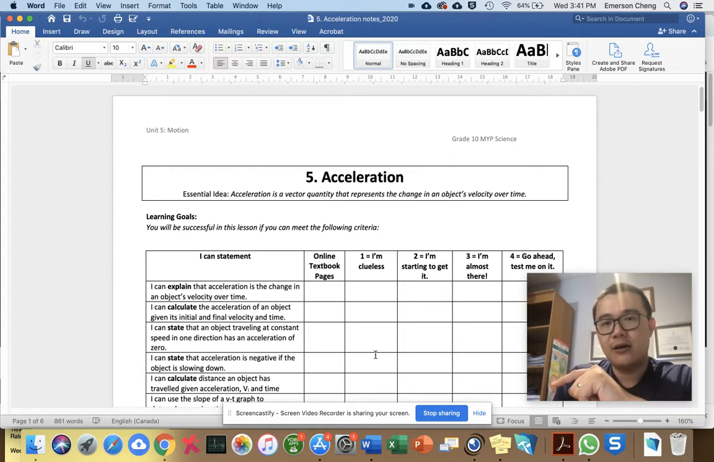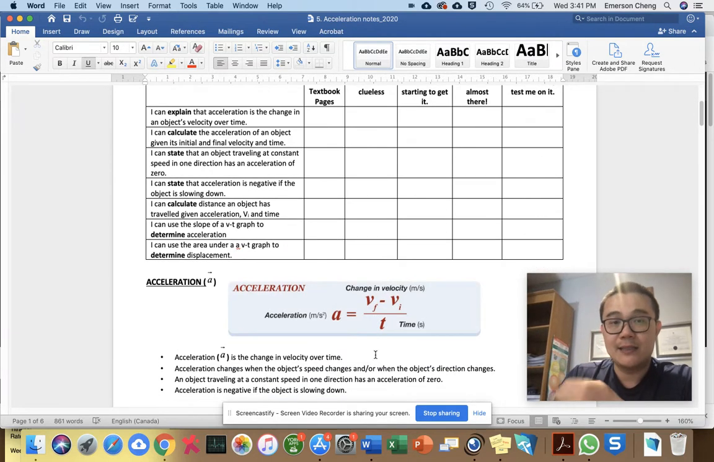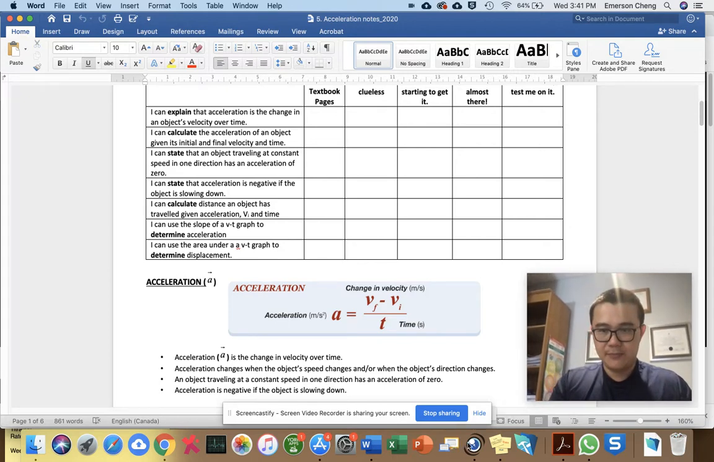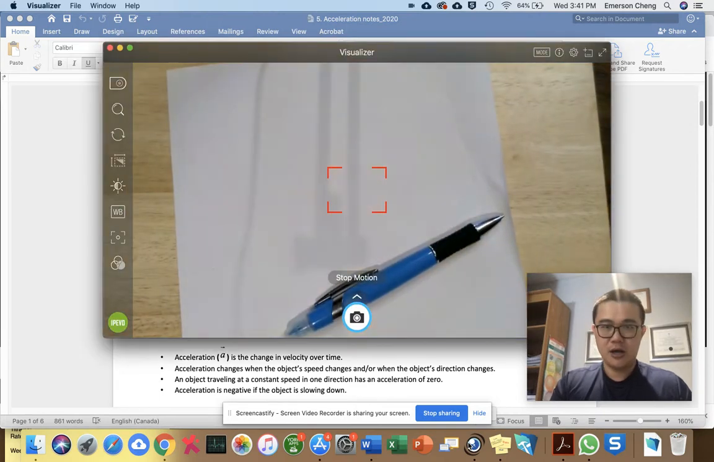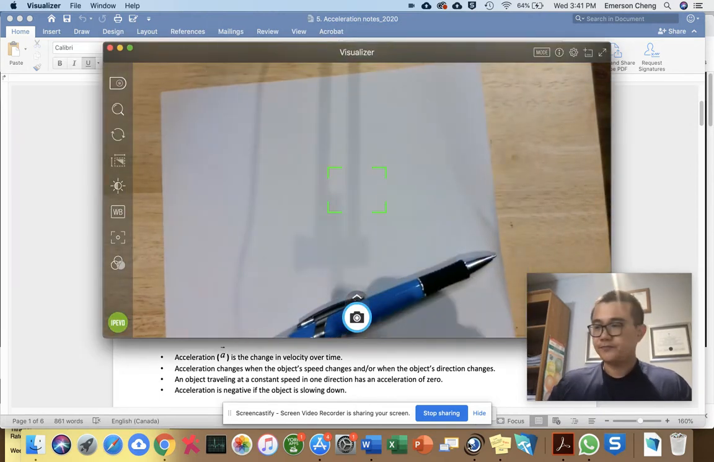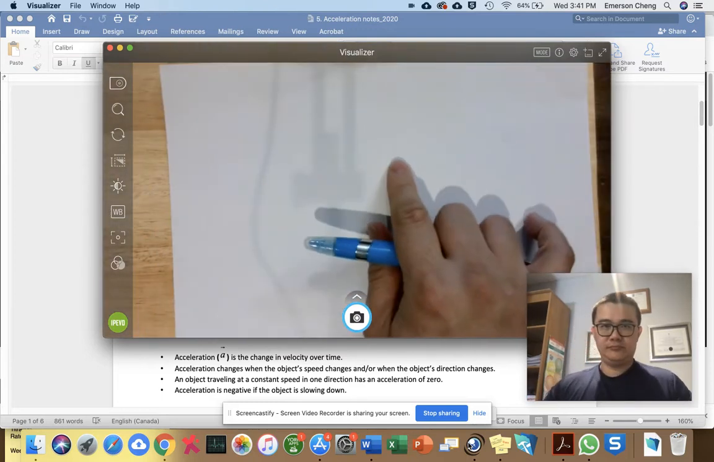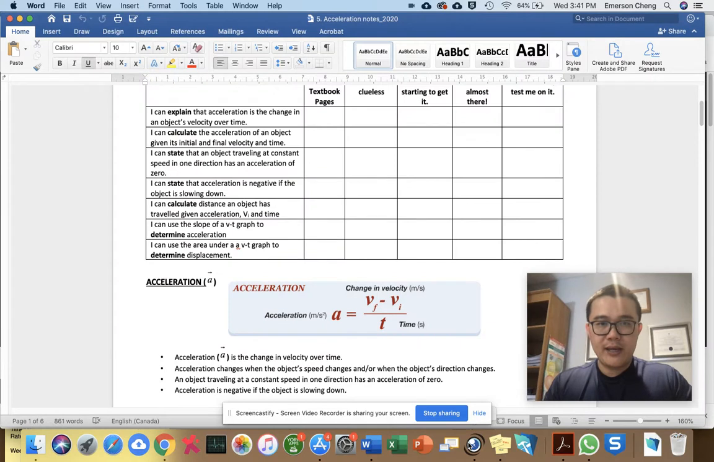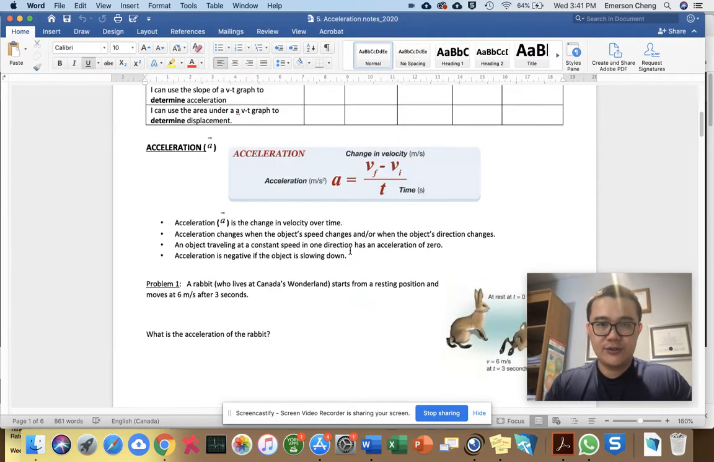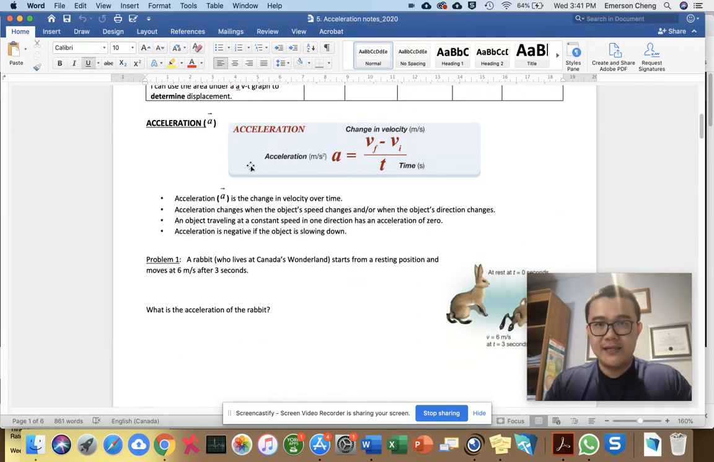In today's lesson, you're actually going to be doing a lot of calculation, and we're going to talk about a few ways to do calculations. So let me load up my document camera. Awesome. We're going to have a few ways to calculate acceleration. So the first one, you have this particular equation.